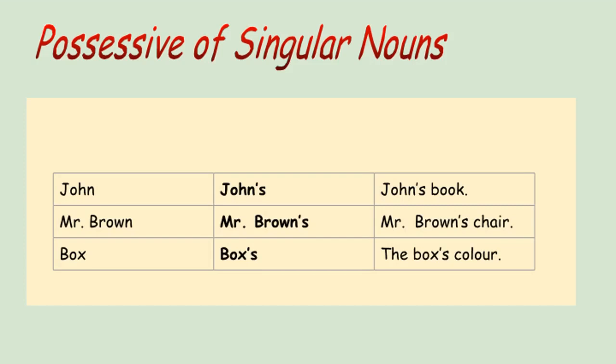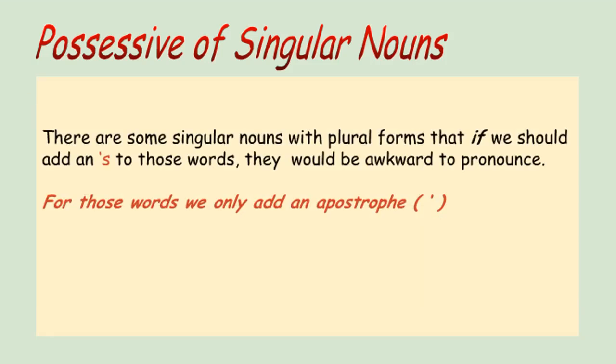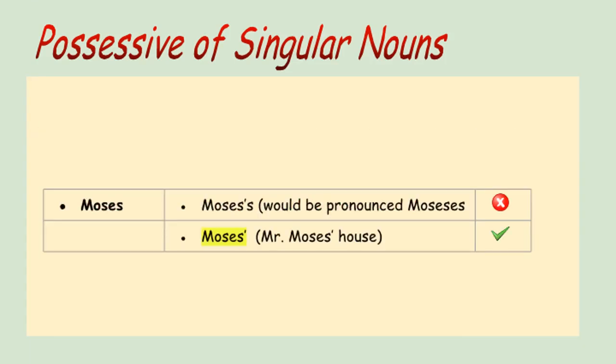The box's color. There are some singular nouns with plural forms that, if we should add an apostrophe s to those words, would be awkward to pronounce. For those words, we only add an apostrophe. For example, the name Moses is singular. If we should add an apostrophe s to form the possessive of Moses, it would be pronounced Moses's. To form the possessive, we simply add an apostrophe after the s.